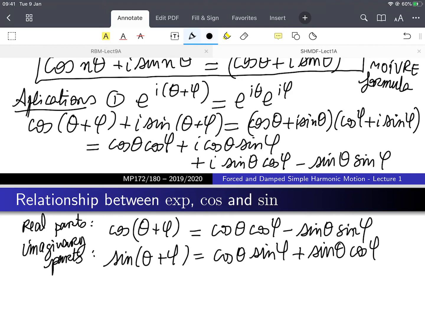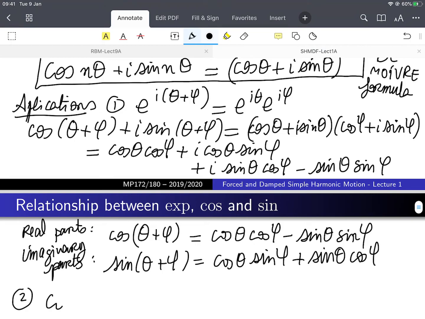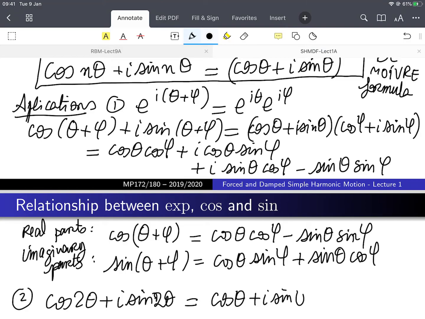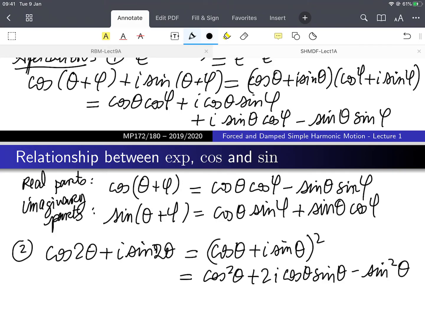Yeah, what about proving this here? If I write de Moivre's formula when n is 2, on the left I'll have cos 2 theta plus i sine 2 theta, and on the right I'll have cos theta plus i sine theta, squared, which I can expand as cos squared theta plus 2i cos theta sine theta plus i squared sine squared theta. That's going to be minus sine squared theta.